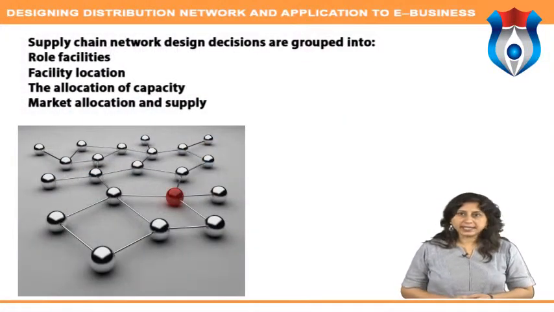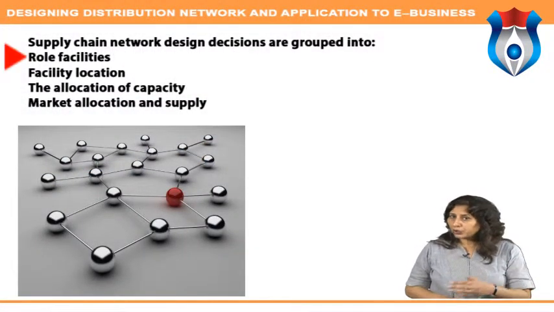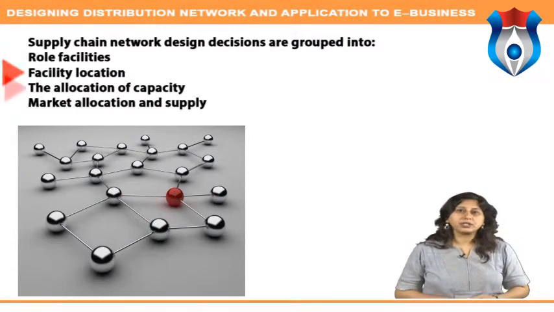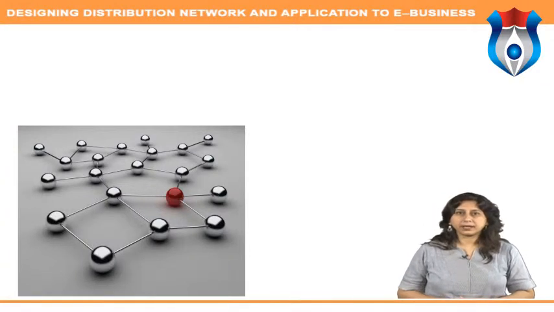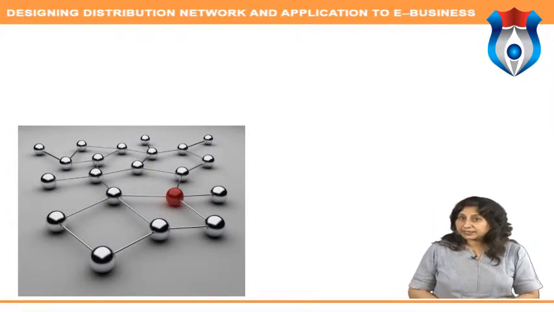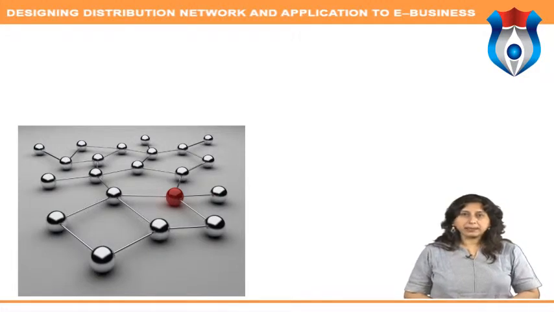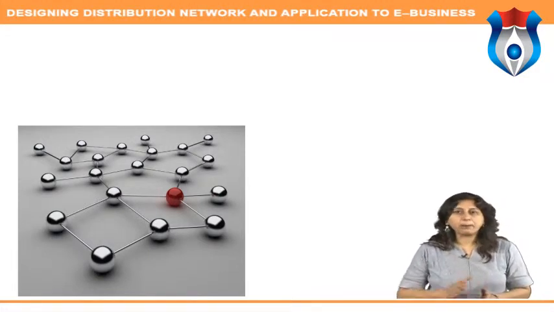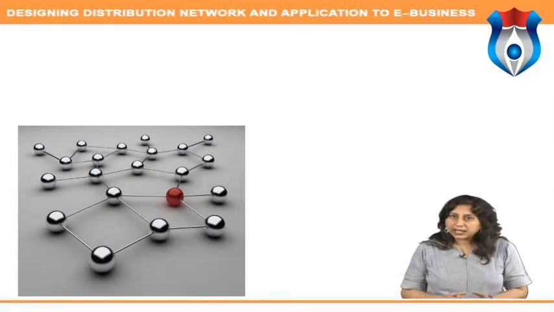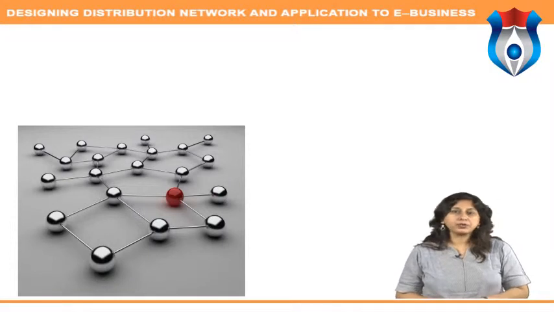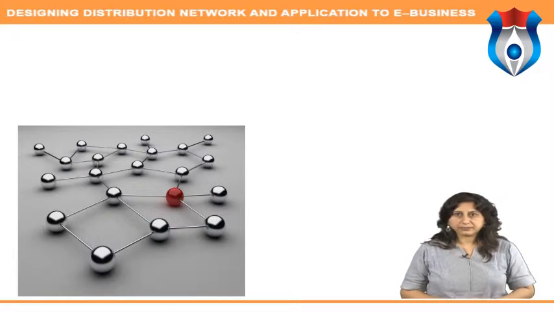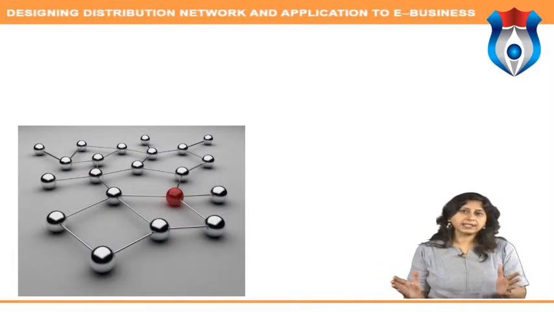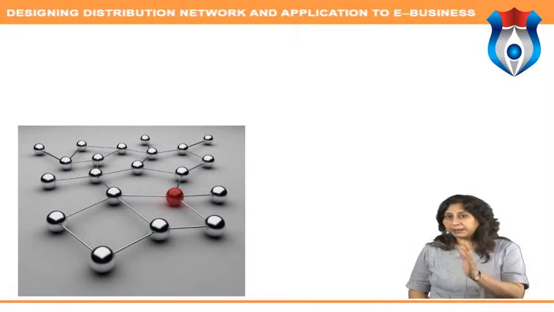Supply chain network design decisions are grouped into role facilities, facility location, the allocation of capacity, market allocation, and supply. Network design decisions have a significant impact on performance because this decision determines the composition of the supply chain and the accompanying set of constraints. They may also be used to reduce supply chain costs or to improve response. The whole of these network design decisions affect each other and must be considered.